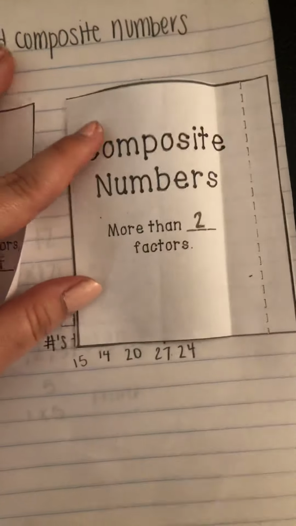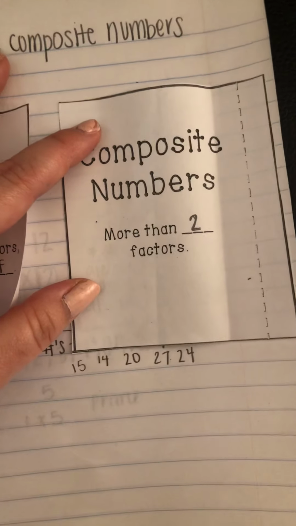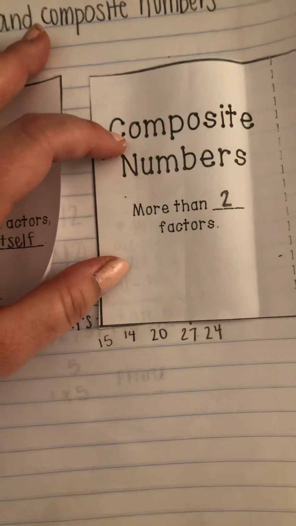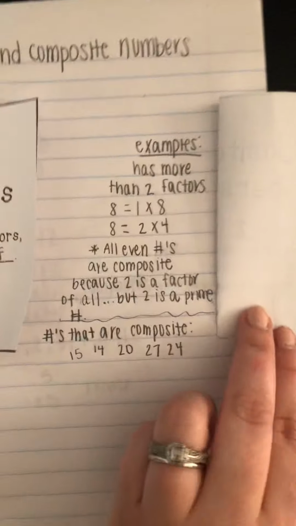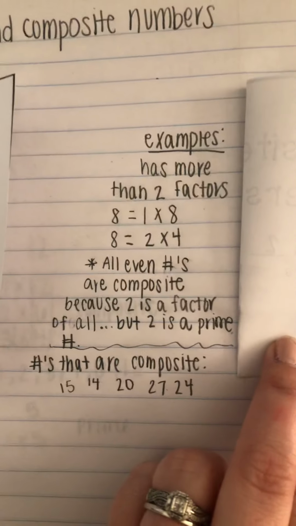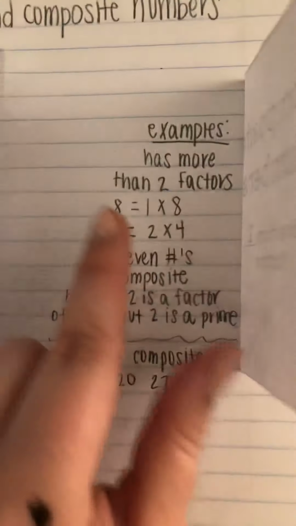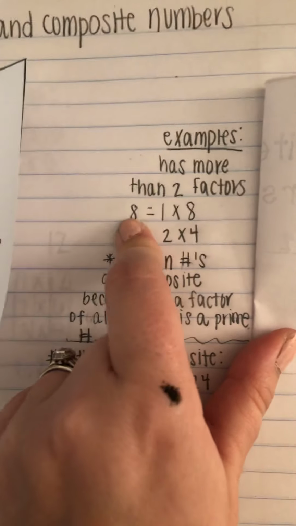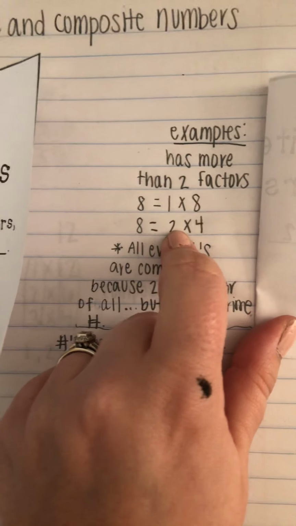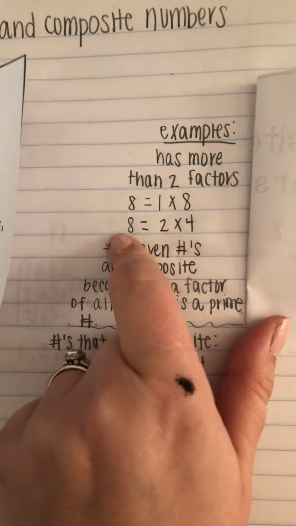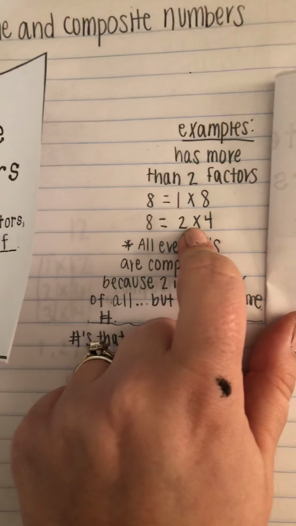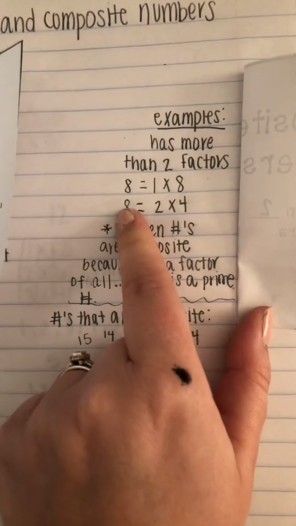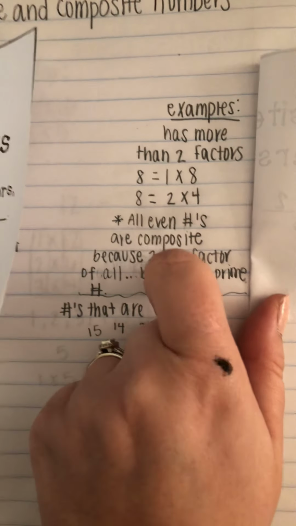Let's move on to composite numbers. They have more than 2 factors. So like you saw with 12, it had 6 factors. So it is definitely a composite number. So this has more than 2 factors. So we have 8 right here. 1 times 8 is 8. But 2 can also get multiplied by 4 to give me 8. This already has 2 or more factors. So you can say that 8 is a composite number.